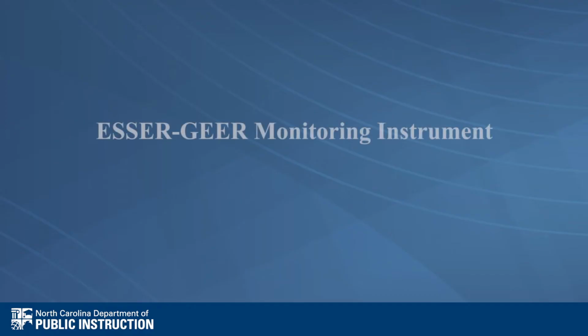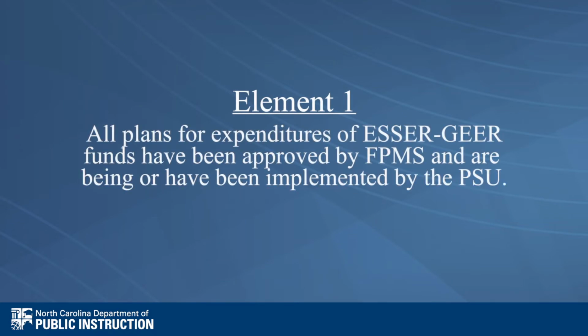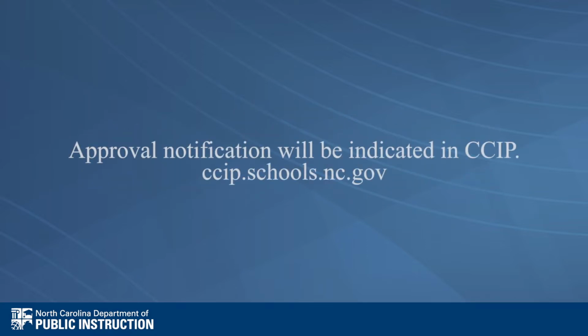Today's tutorial will focus on ESSER-GEER Monitoring Instrument Element 1. Element 1 outlines all plans for expenditures of ESSER-GEER funds have been approved by FPMS and are being or have been implemented by the PSU. Approval notification will be indicated in CCIP.